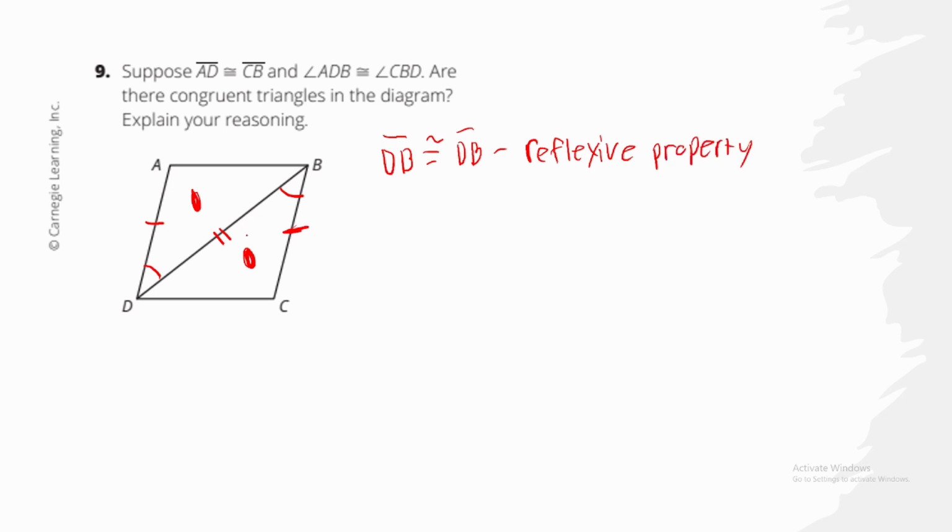So we can say, due to side, angle, side, looking at it from this triangle, side, angle, side, that triangle ADB is congruent to triangle CBD. Why? By the side, angle, side congruency theorem. Beautiful.